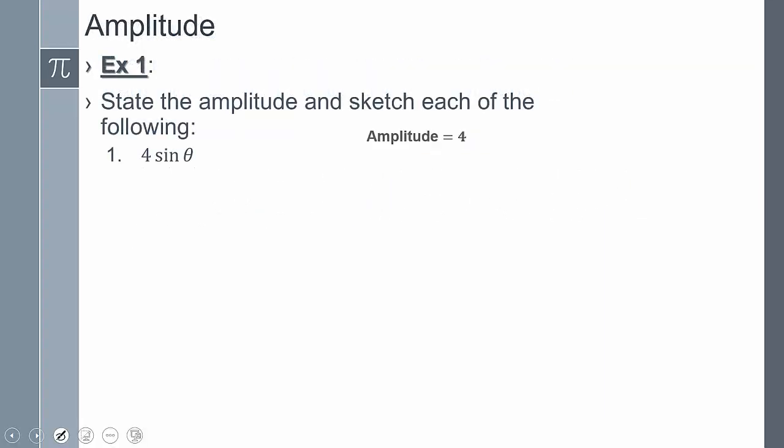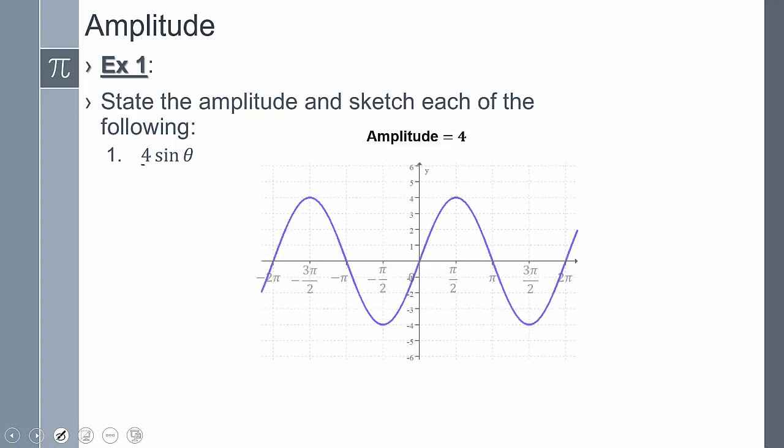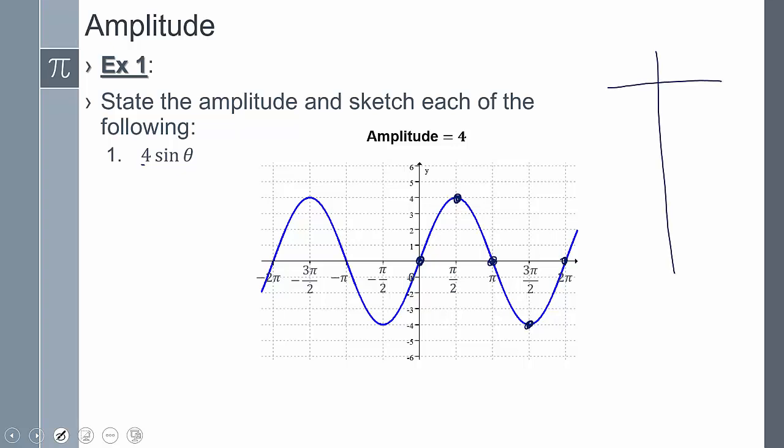So in this instance, because there's a 4 in front, I could say that my amplitude is 4. And so with my parent graph, it starts at the center line, goes up to the amplitude, crosses the center line, goes below, goes back to the center line. And again, if you think of those important values, those x values that I told you to know, 0, pi halves, pi, 3 pi halves, and 2 pi, you could just take those values and plug them in.